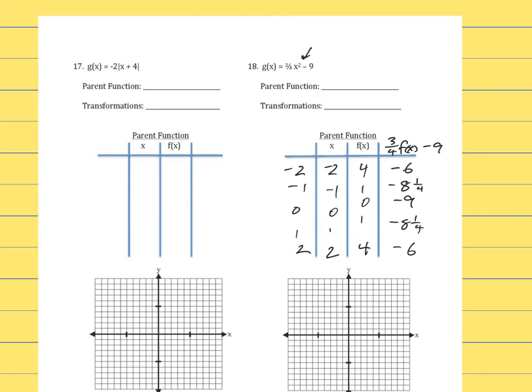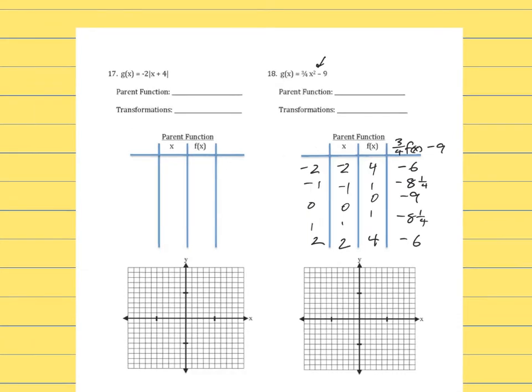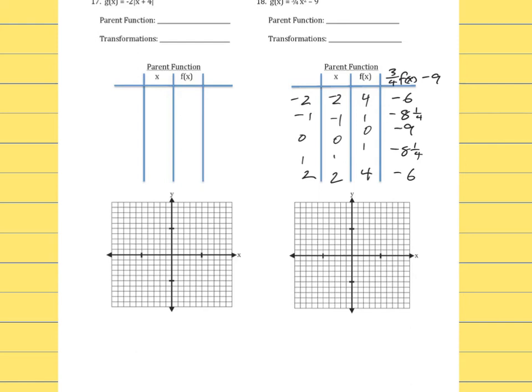Cool. So we can approximate that 1/4. It's not a big deal. So you got -2, -6, and -1, -8 and a quarter, something like that. And then -9, 8 and a quarter.